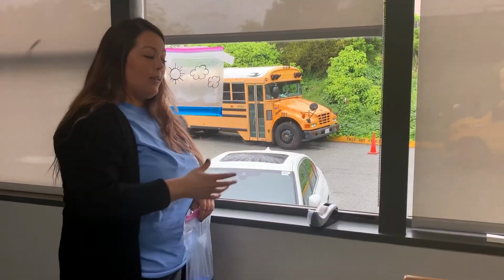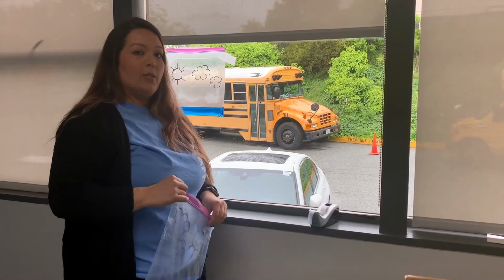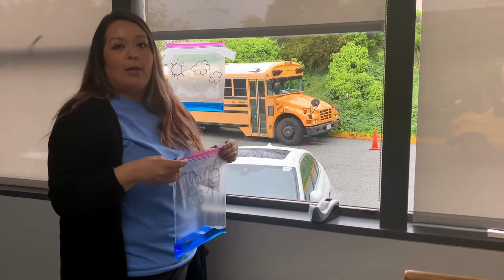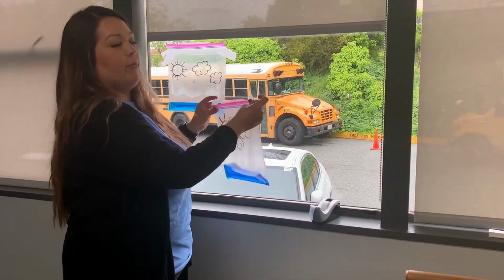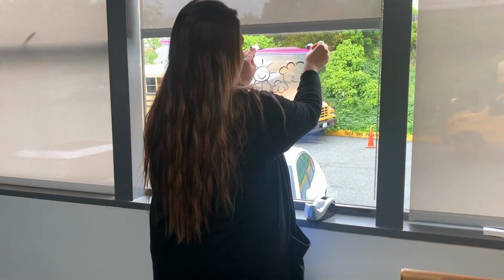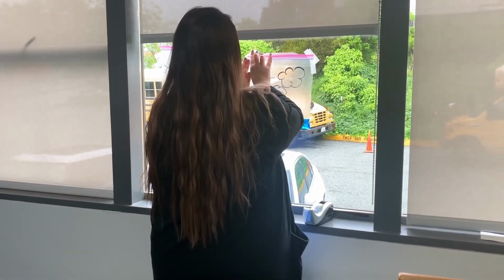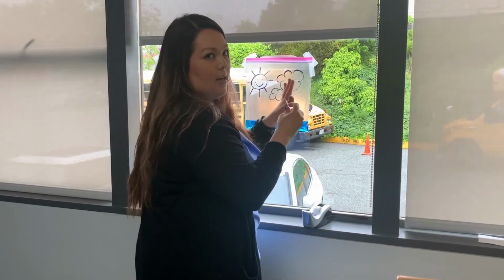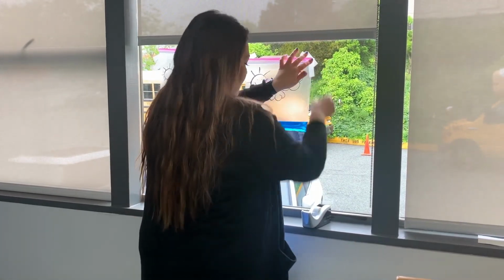You're going to go ahead and take the tape that we had and use that to tape your bag to your window. Now, you might need an adult's help for this one to make sure that the bag doesn't fall down. I'm going to add another piece of tape just to make sure my bag is nice and secure on the window.